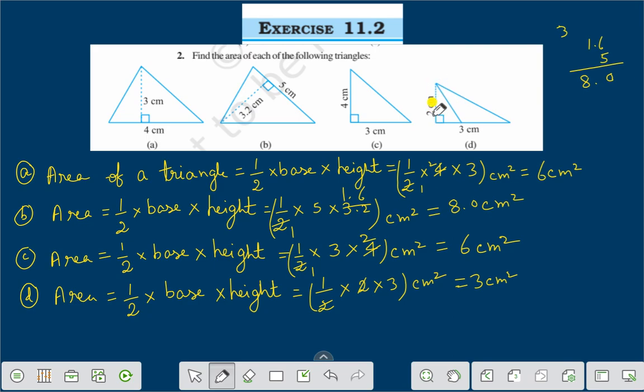Therefore, this is the base and this is the height. If we take this as the base, but this is not the complete triangle. This is the complete triangle, this one. Or if we take this one also, that this is the base and this is the height, you can find the area of this triangle. That is half base into height. That is 3 centimeter square.